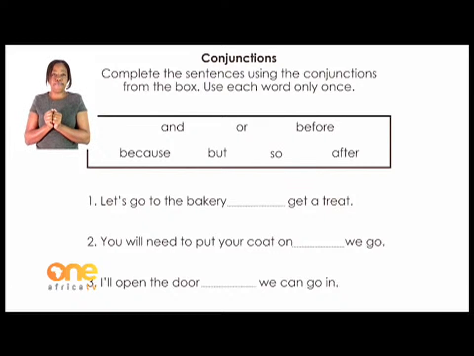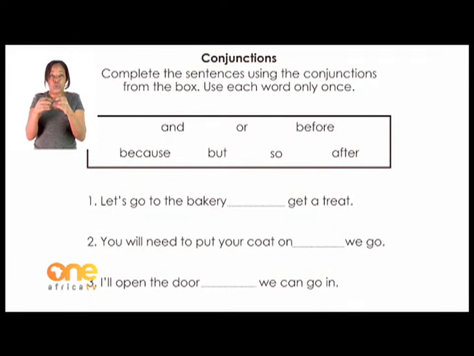And is used when you are adding some other information, in addition to what you have said already or what you have done already. What about or? Or is when you are given options, this or that. But joins two ideas which are opposites. They oppose each other. Then when you join those two sentences, you have to use but.